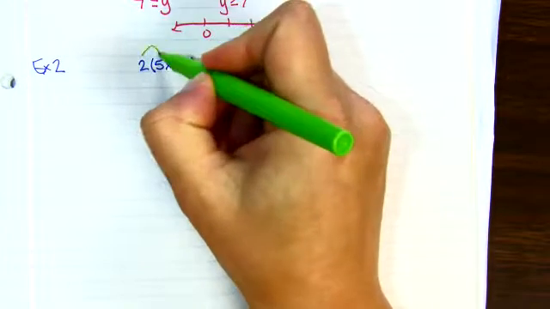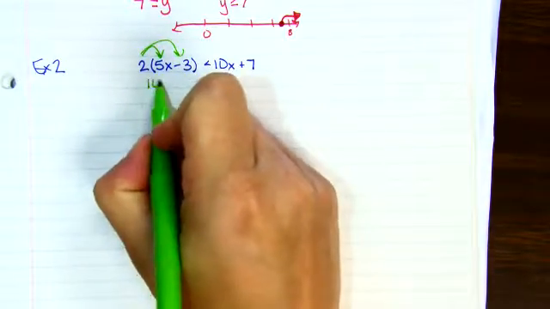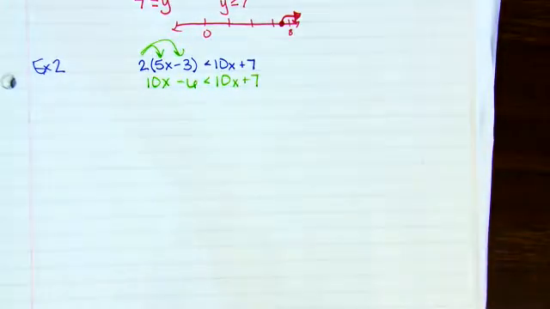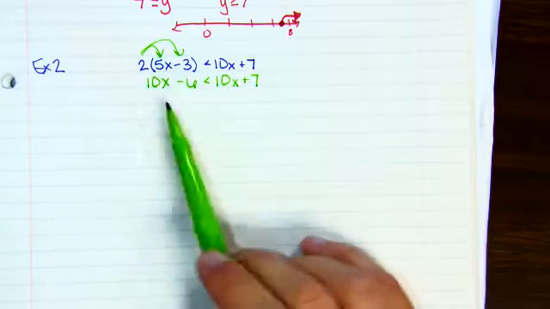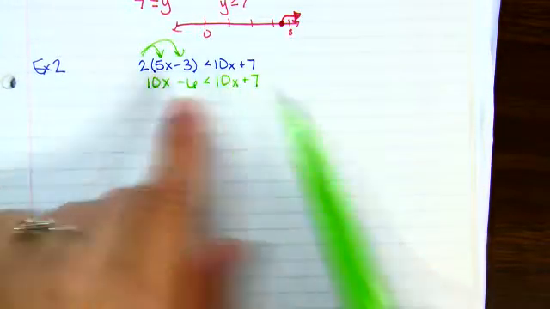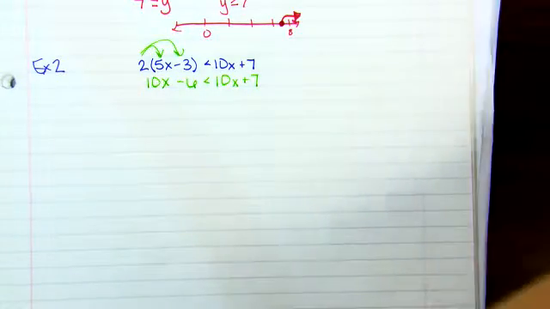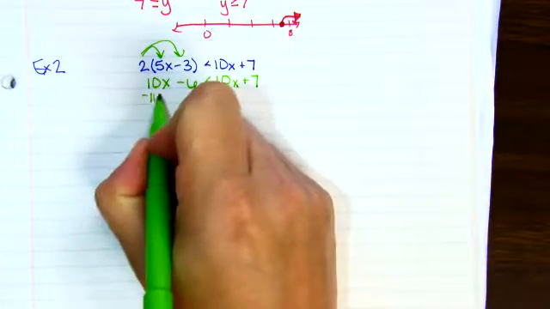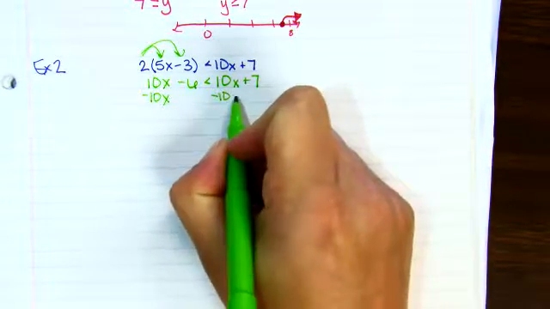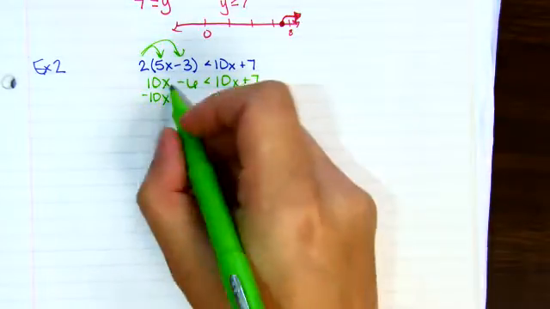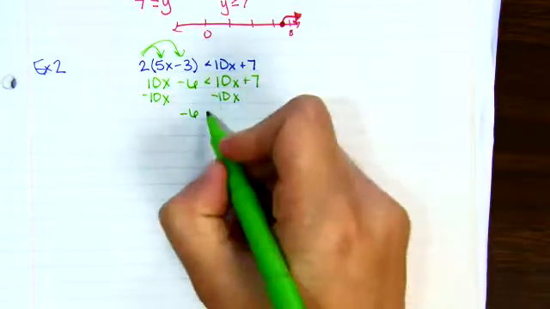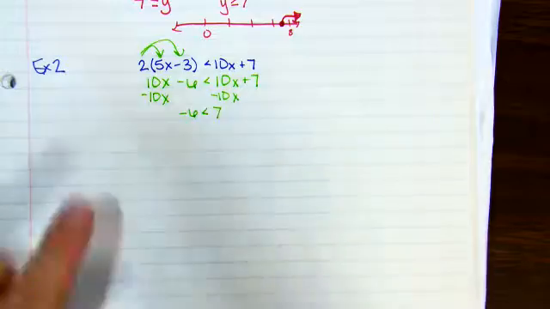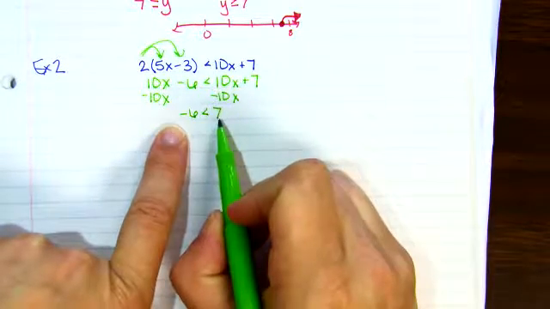So over here, I get 10x minus 6 is less than 10x plus 7. So a little weird looking. You notice you have a 10x on each side. But what I need to do is I need to go a step further. If I say subtract 10x from each side, then I'm left with negative 6 over here, and I'm left with a 7 over here. So what happens is I have negative 6 is less than 7.